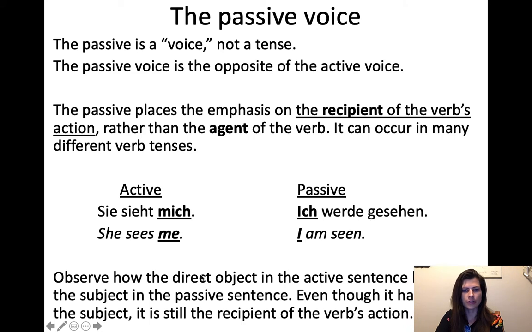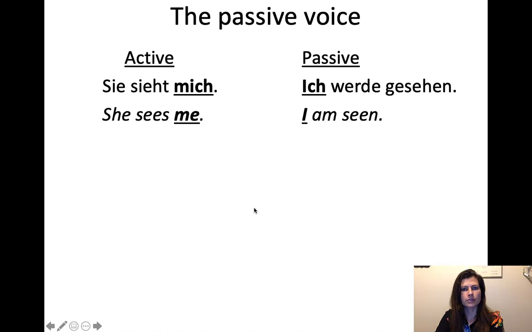So observe how the direct object in the active sentence, mich, becomes the subject in the passive sentence. Mich becomes ich. And even though it has become the subject, it is still the recipient of the verb's action. So ich is still receiving that seeing action, even though it's a subject. So let's look at these two. Sie sieht mich, she sees me.